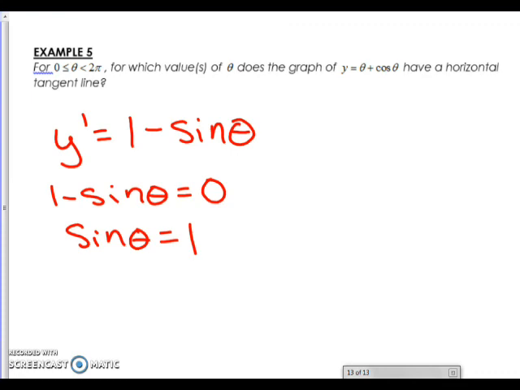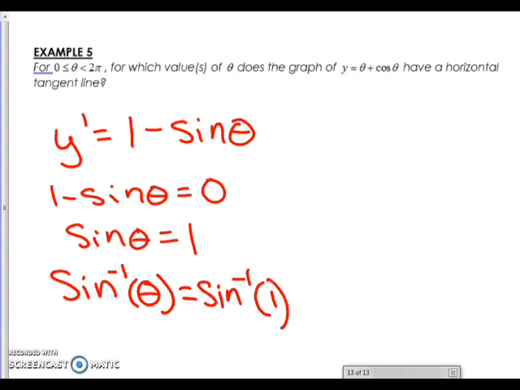And how do we solve this problem? This is an inverse problem, right? So you're inversing. This is saying where on your unit circle is sine equal to 1? Right at the top at pi over 2. So your final answer there is pi over 2. And that is the end.